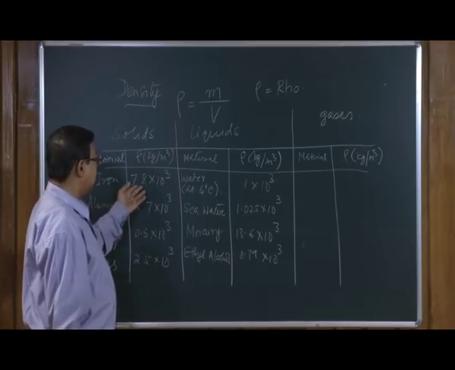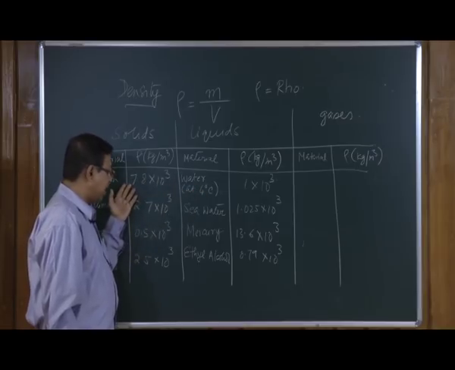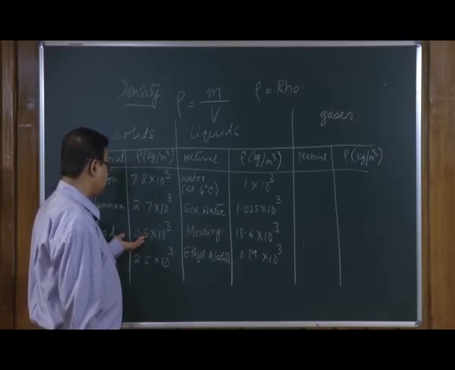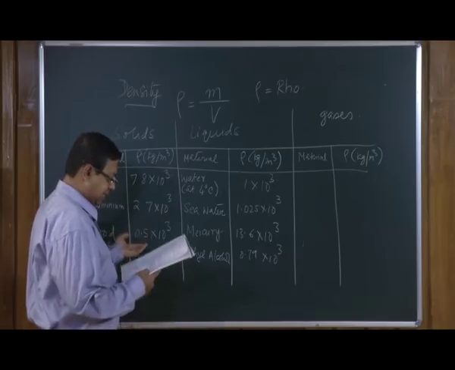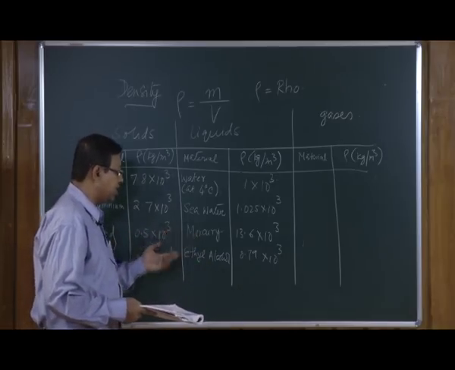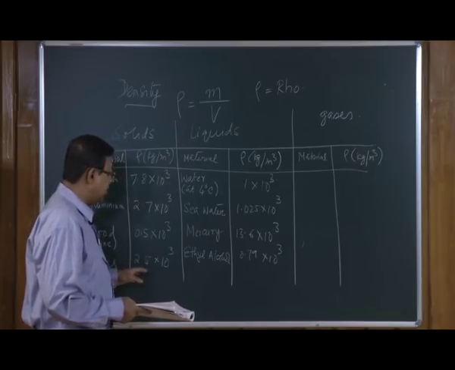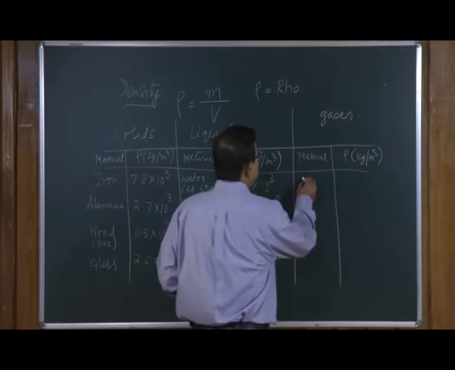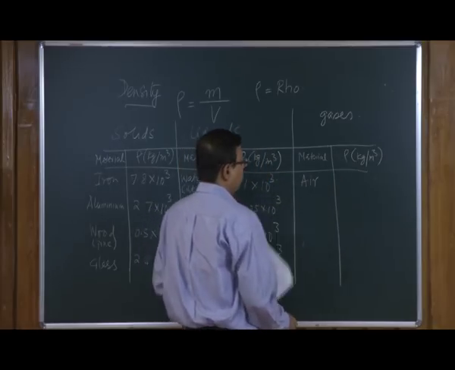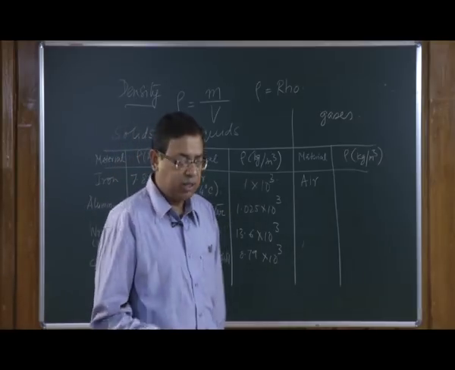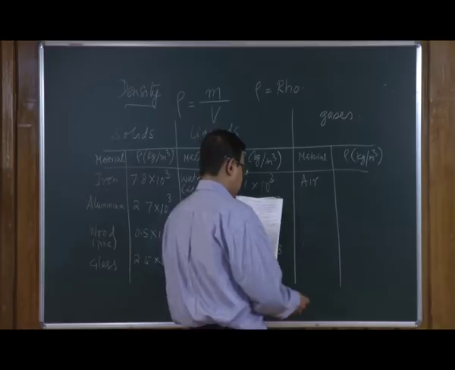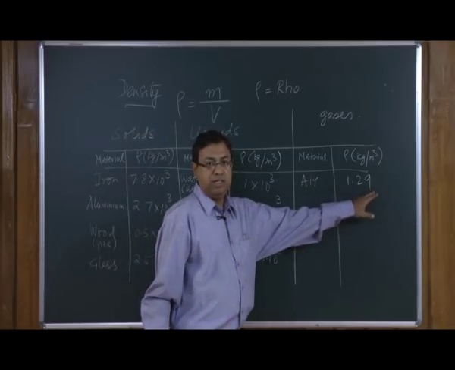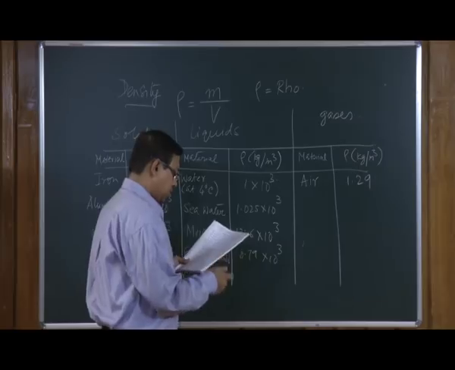As you can see, the liquids are almost of the same order of magnitude as the solids, while wood in fact has a lower density than that of mercury. And even glass has a density which is lesser than mercury. Now, let us go to the gases. This is air, which as you know is a mixture of nitrogen, oxygen and other gases, and this is 1.29. Remember, there is no 10 to the power 3 here, it is simply 1.29 kg per meter cube.